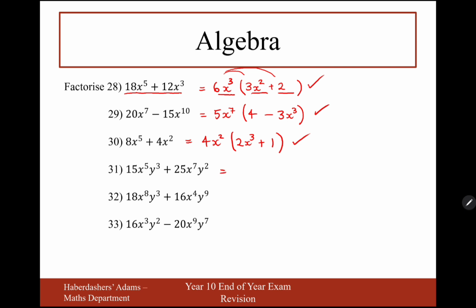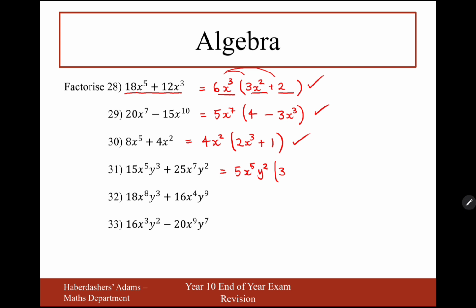and roughly the same rules apply. So highest common factor between 15 and 25 is 5. Looking at the powers of x, we choose the smallest one, and that's x to the 5. And looking at the powers of y, we choose the smallest one, and that's y to the 2. Open up your brackets. 5 will multiply by something to make 15, and that's 3. X to the 5 will multiply by something to get x to the 5. We're already there, so we don't need any more x's.